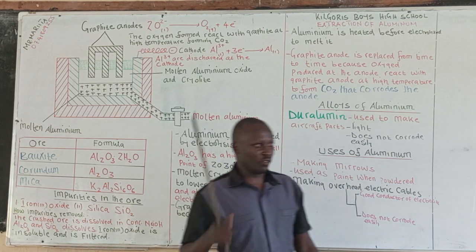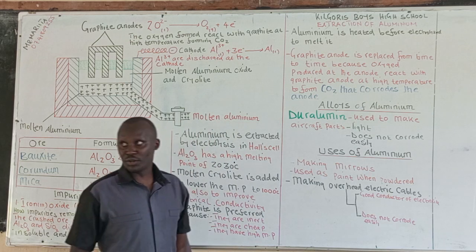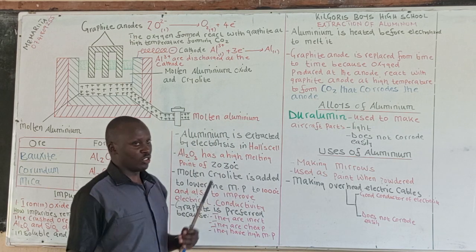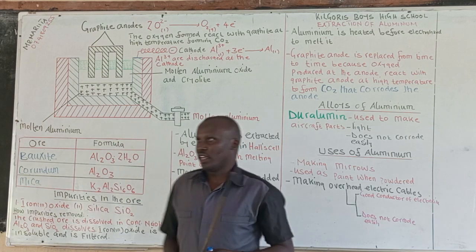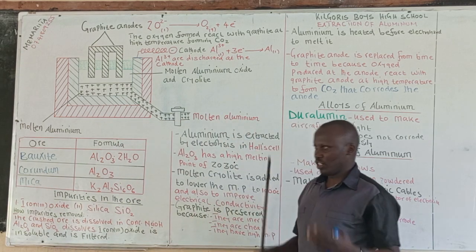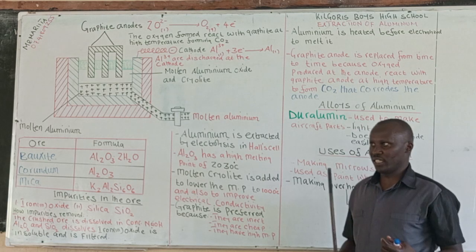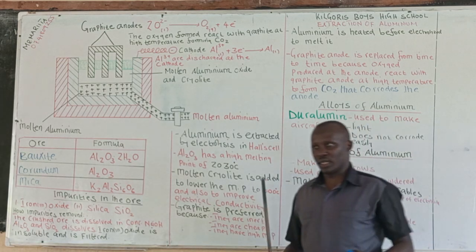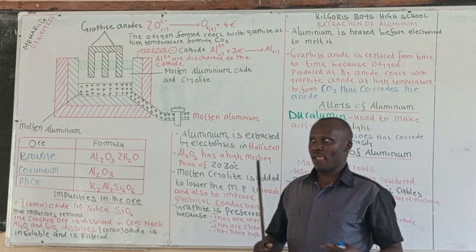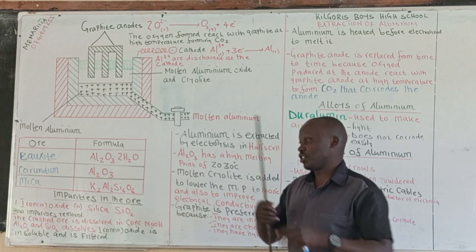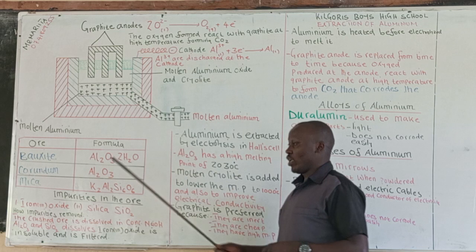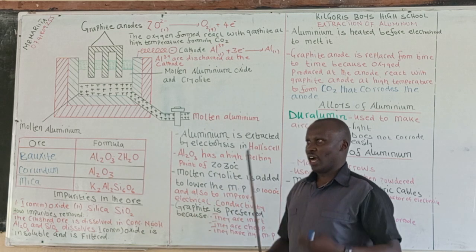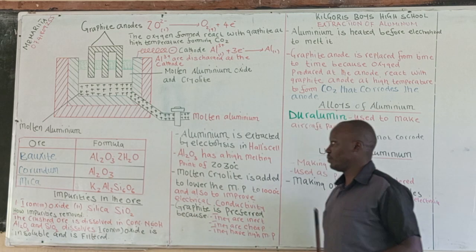Today we are looking at Form 4 work, the extraction of metals, and we are looking at the extraction of the aluminium metal. In the extraction of a metal, the main thing first that a learner is supposed to know is the ore where the metal is being extracted from. So for instance here, we have the ore from where aluminium metal is being extracted.